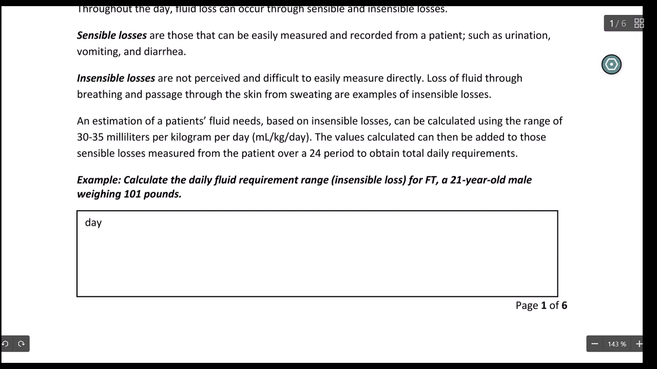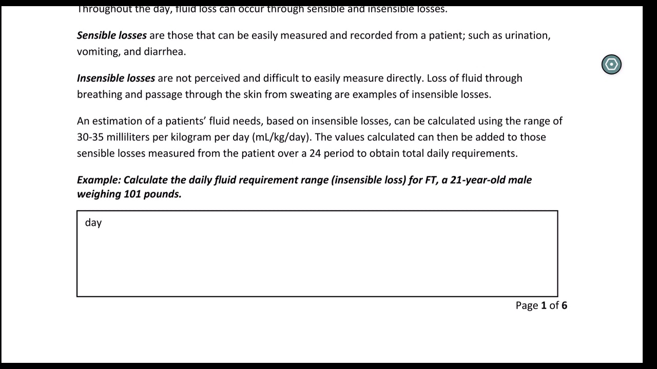We start off with estimating insensible losses, and then we add sensible losses. So we add anything that the patient already excreted, or that we measured, and replace that on top of it.